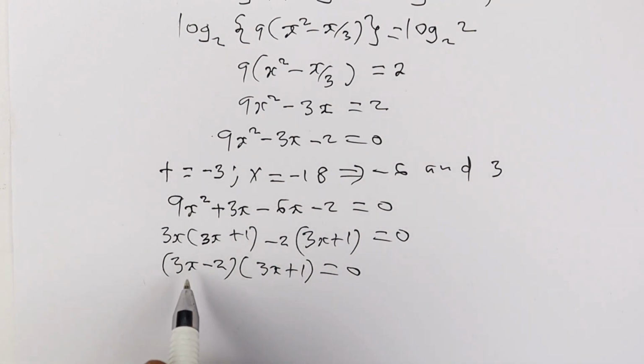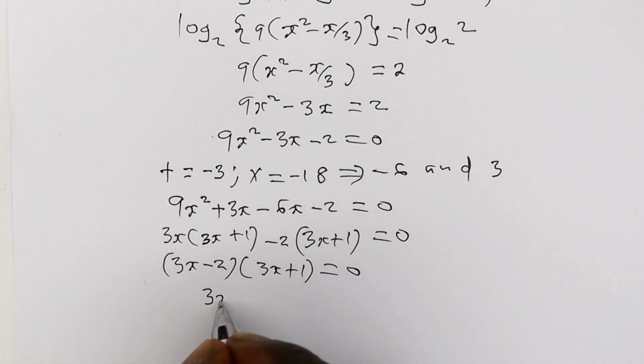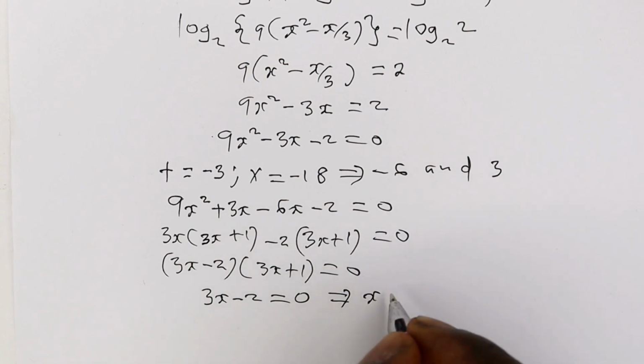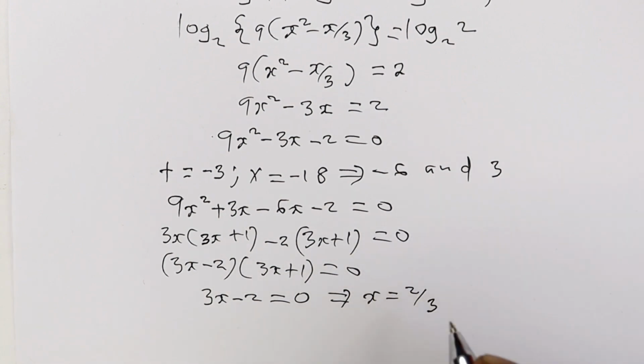If the product of these two numbers is 0, it means either of them is 0. So if we take 3x minus 2 to be 0, it means therefore that x is equal to 2 over 3. And if we take 3x plus 1 to be 0, then x is equal to negative 1 over 3.